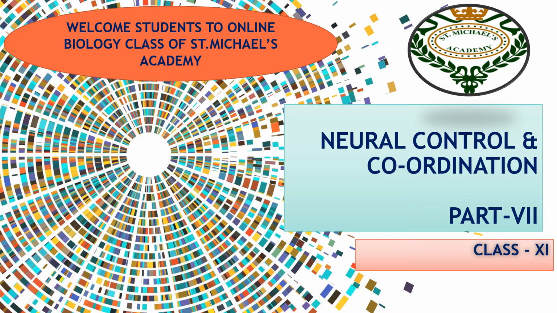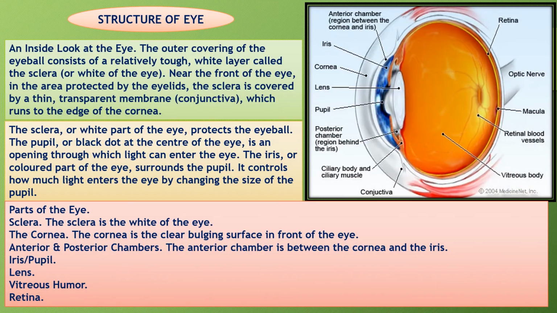Today, I am going to discuss the last part, but not the least, obviously, of this neural control and coordination chapter, which includes the structure and mechanism of the eye and ears. So, let's start. First, we are starting today's class with discussing the structure of the eye.